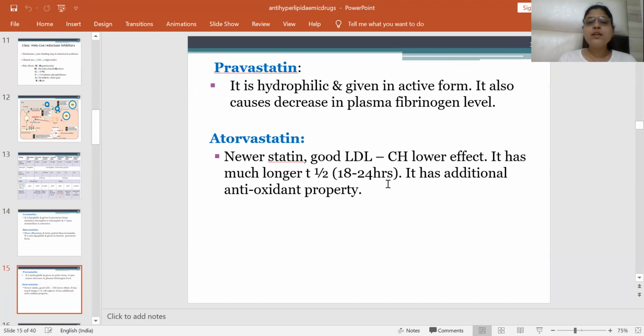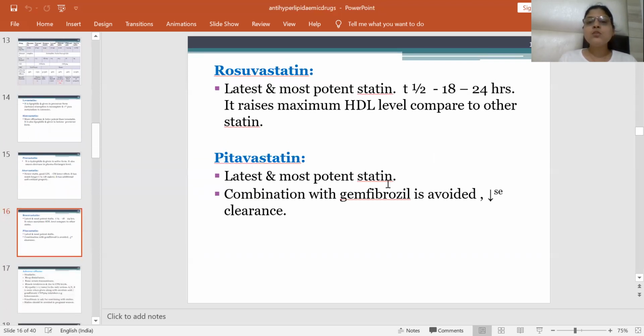Pravastatin is a hydrophilic drug and given in active form. So it causes a decrease in plasma fibrinogen level. Atorvastatin has good LDL cholesterol lowering and HDL increasing capacity. It has an additional antioxidant property, and it is longer acting. A once daily dose is sufficient for the action of atorvastatin, and it is a newer statin. Rosuvastatin is also a potent and latest statin. Its half-life is longer, 18 to 24 hours, and it has the maximum HDL increasing capacity as compared to other statins.